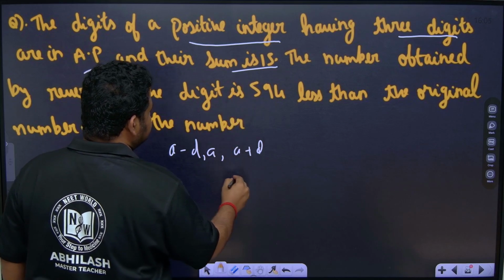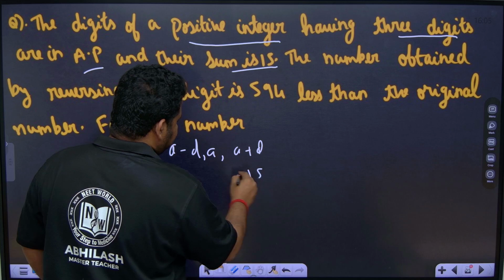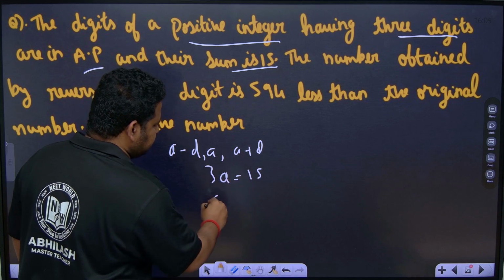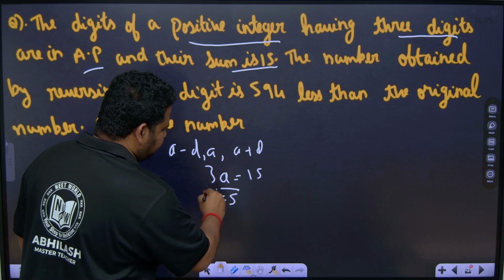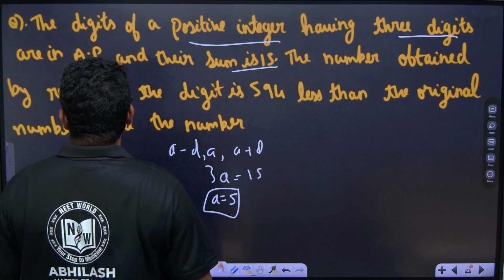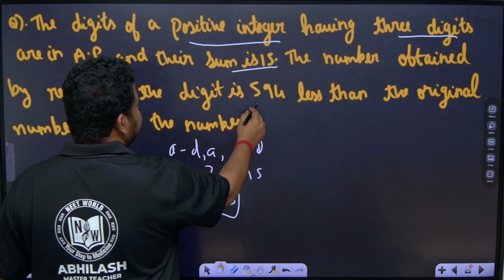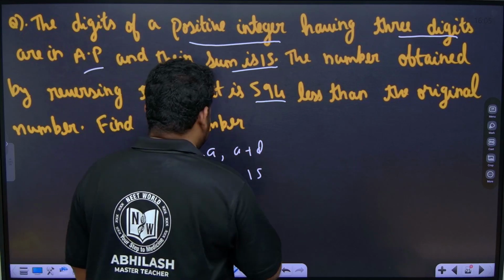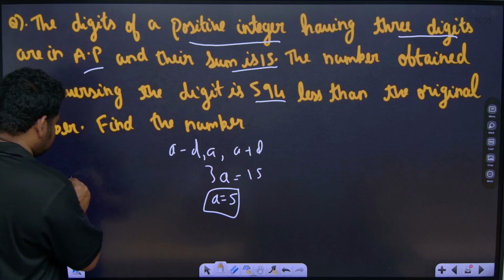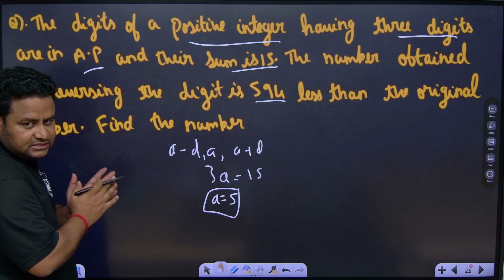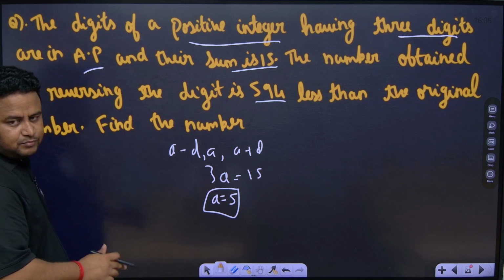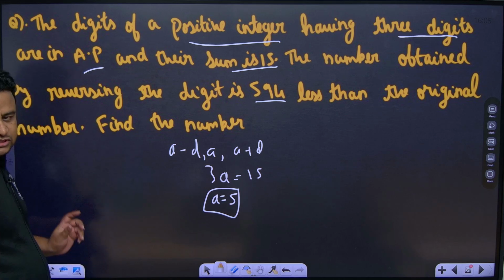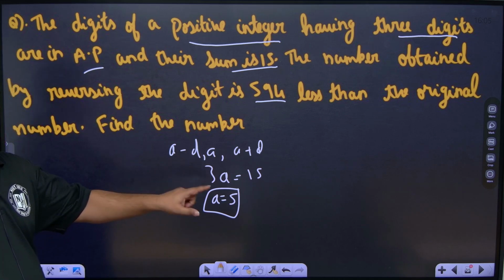Sum is 15 means if I add this, I should get 15. D and D will get cancelled. I will have 3A is equal to 15, A will be equal to 5. So the number obtained by reversing the digits is 594 less than the original number. Find the number. Each of the digits is in AP. From the original number, if you reduce 594, you get the reversed number.